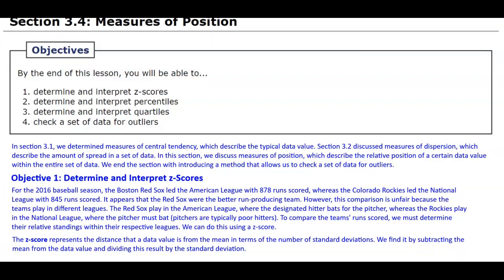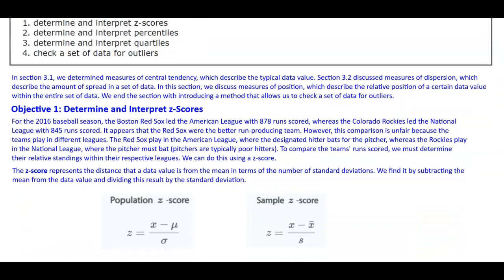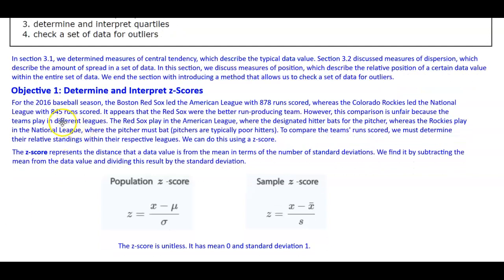For the first objective, we want to be able to determine and interpret Z-scores. For the 2016 baseball season, the Boston Red Sox led the American League with 878 runs scored, whereas the Colorado Rockies led the National League with 845 runs scored. It appears that the Red Sox were the better run-producing team. However, this comparison is unfair because the teams play in different leagues.